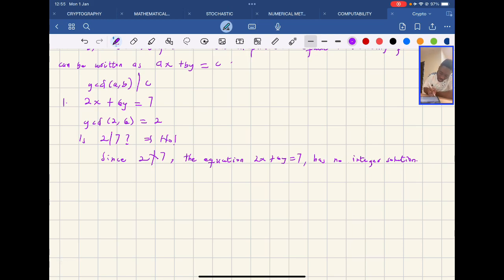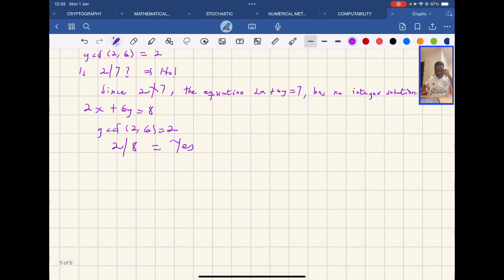But what if we had 2x plus 6y is equal to 8? Are we going to get a solution for this? Let's see. The GCD of 2 and 6 is 2. Is 2 a divisor of 8? Yes, it is. So if 2 divides 8, then we can go ahead and find a solution to this problem. So with this problem, there is a solution.